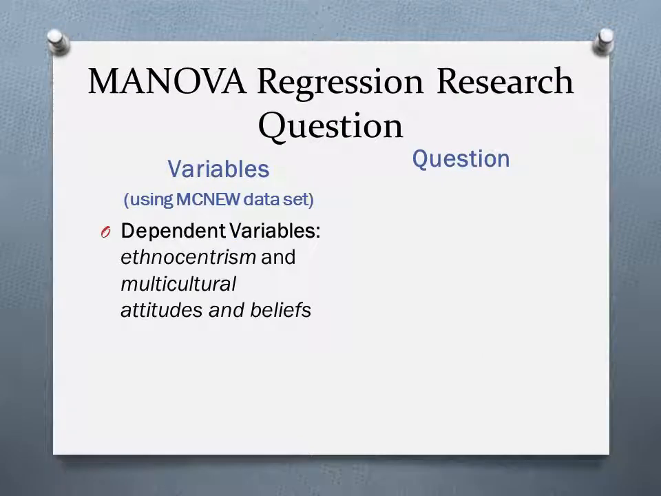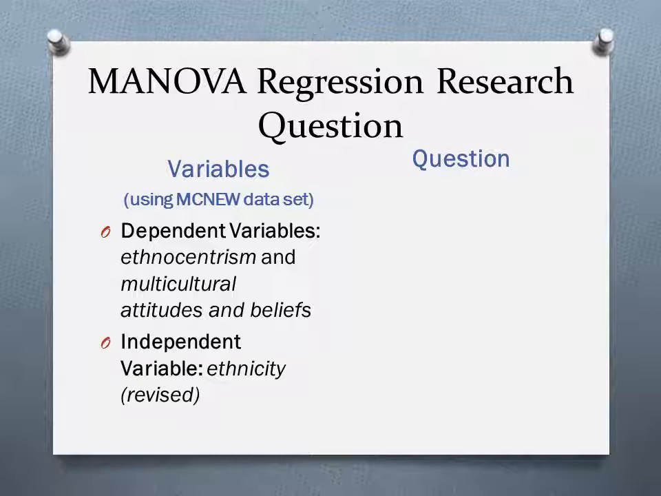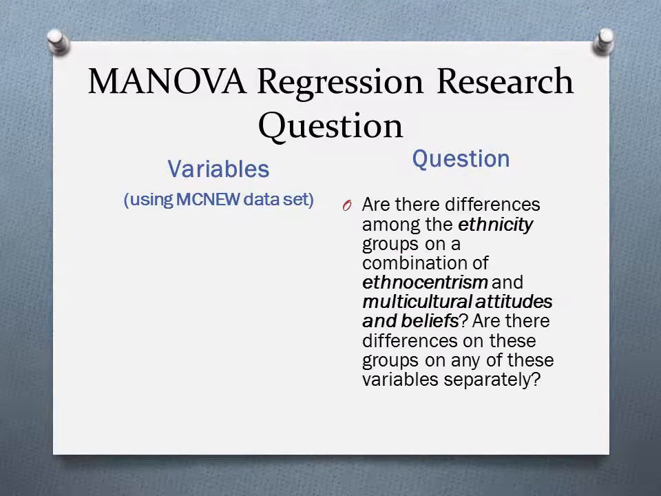The variables we will look at today are dependent variables, ethnocentrism and multicultural attitudes and beliefs, with the independent variable being ethnicity. The question is, are there differences among the ethnicity groups on a combination of ethnocentrism and multicultural attitudes and beliefs? Are there differences on these groups on any of these variables separately?